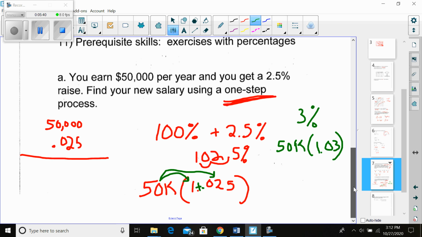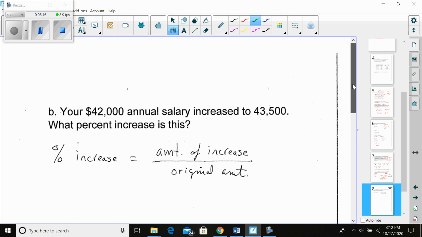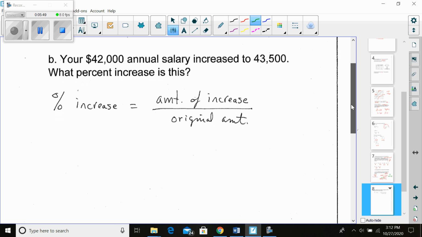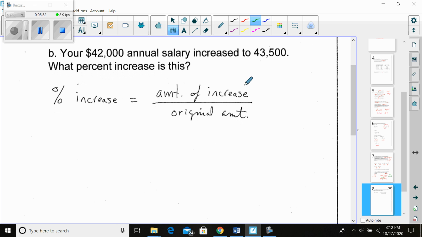Then the final thing that we have to do for prerequisite skills that we're going to review is percent increase. A formula for percent increase is the amount of increase, and this is the same formula for percent decrease. I would just replace the word increase with decrease. The amount of increase divided by the original amount. So notice when we do percent of increase, we always compare to where we start, the original amount. So we always compare to where we started.